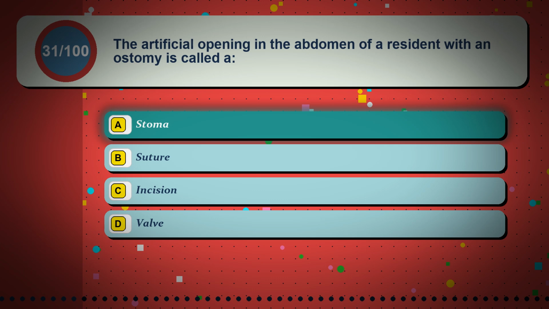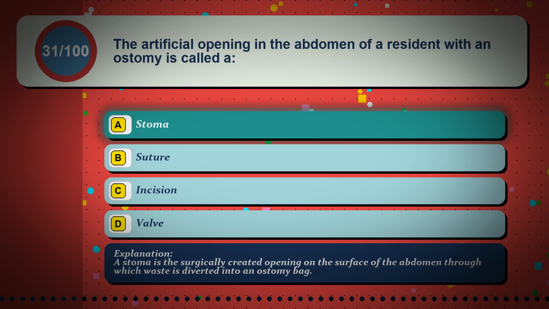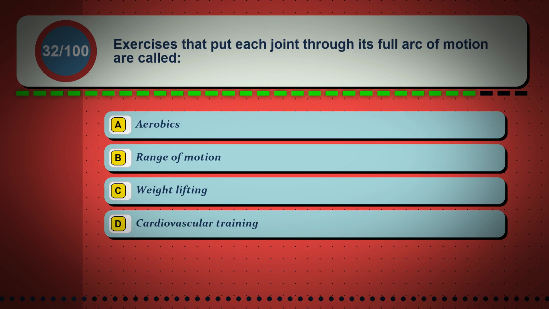The correct answer is option A, stoma. A stoma is the surgically created opening on the surface of the abdomen through which waste is diverted into an ostomy bag. Question 32. Exercises that put each joint through its full arc of motion are called option A, aerobics.